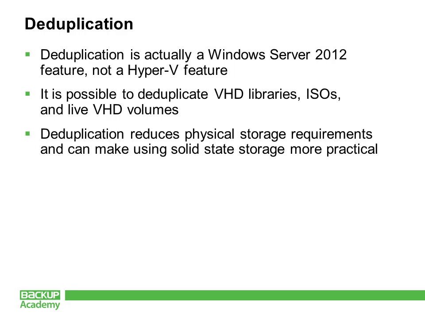Another new feature is deduplication at the file system level. Now, this isn't technically a HyperV feature, it's a Windows Server 2012 feature, but it's designed to work with HyperV. So, file system level deduplication allows you to deduplicate all sorts of things. In a HyperV environment, some of the things that might be deduplicated are VHD libraries, ISO files, and even live VHD volumes. Deduplication is great because it can reduce the amount of storage that your virtual machines consume.